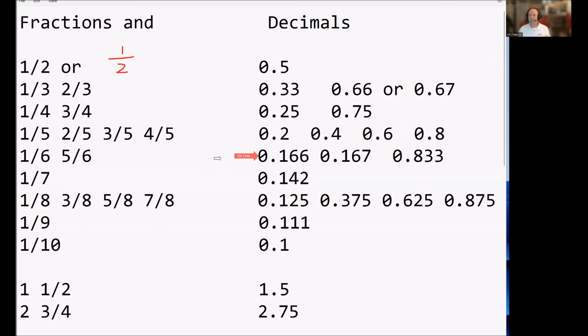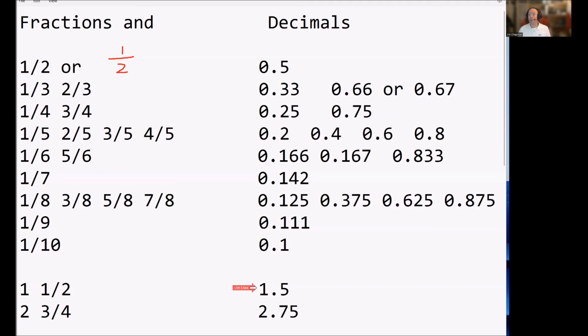1/6 is 0.166, or 0.167 if we round up. 5/6 is 0.833. 1/7 is 0.142, actually 0.143, it rounds up. And then 1/8 is 0.125, 0.375, 0.625, 0.875. 1/9 is 0.111, 0.222, 0.333. We usually do groups of three if they're repeating, or more if a group repeats. That's another video for another time.